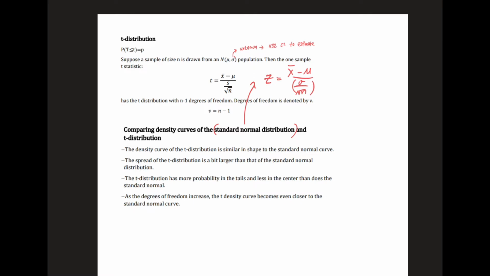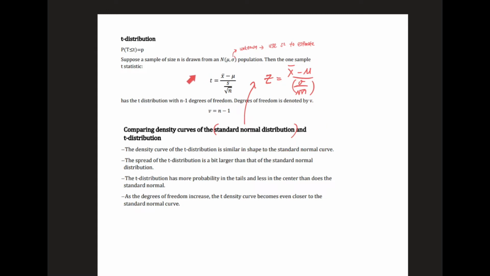So this is the standard normal distribution's formula. It looks kind of the same, it's just that we don't know the sigma for the t distribution, but for this one we know the sigma. Now, the density curve of the t distribution is similar in shape to the standard normal distribution.